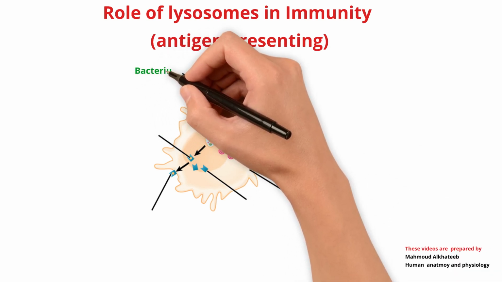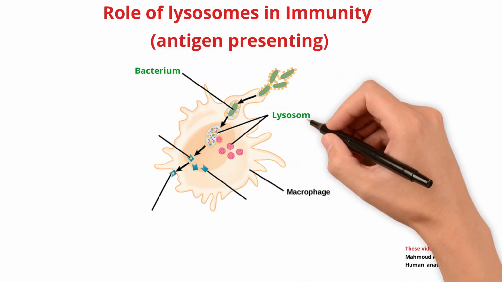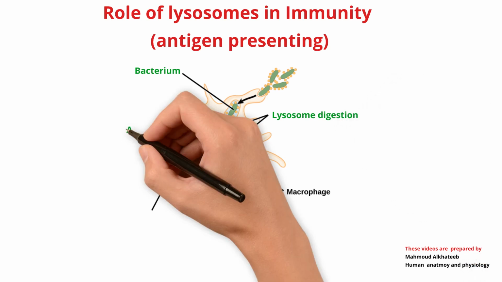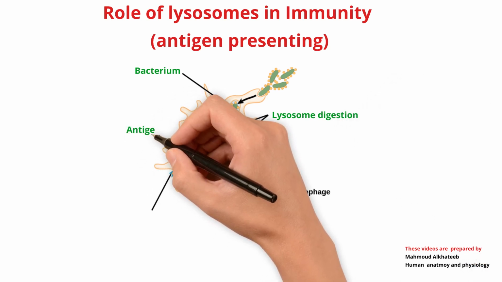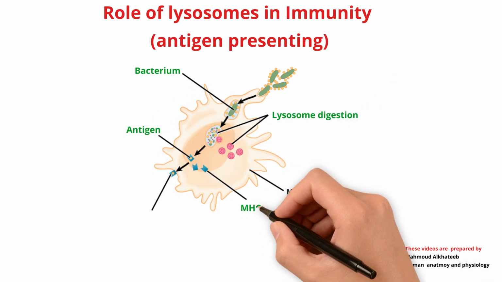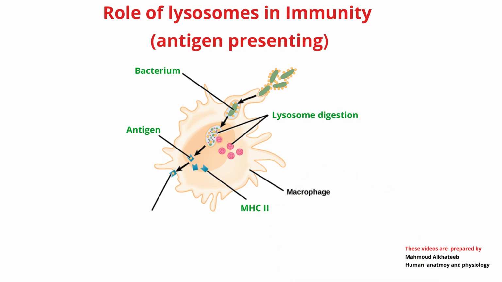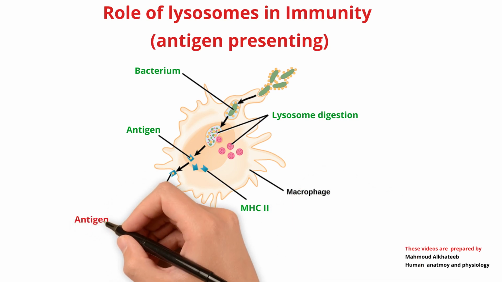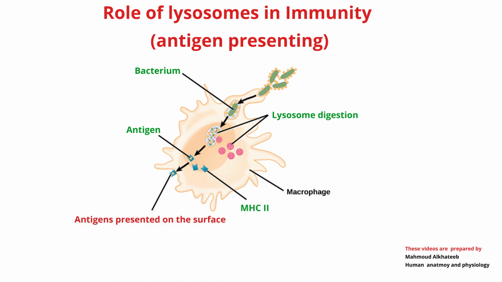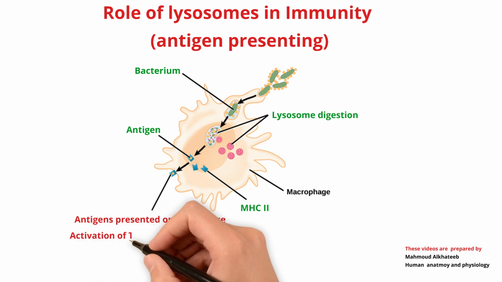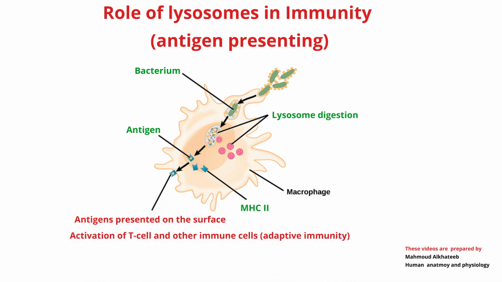When a pathogen is digested by lysosomes inside the macrophages, specific antigenic fragments, such as peptides, are loaded onto major histocompatibility complex class II molecules, which present the antigen on the macrophage surface. This antigen presentation alerts T cells, thereby triggering an adaptive immune response that mobilizes additional immune defenses to combat infection.